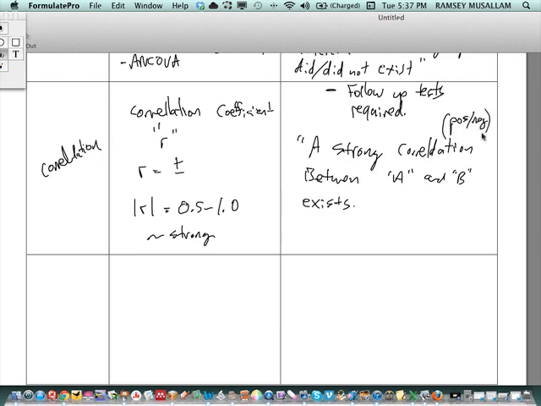So you could say a strong positive correlation exists between SAT scores and first-year college GPA. Okay? A strong but negative relationship, and you can actually use the word relationship with correlation, exists between mentorship and teenage pregnancy, right? That's right. Okay, let's move on.